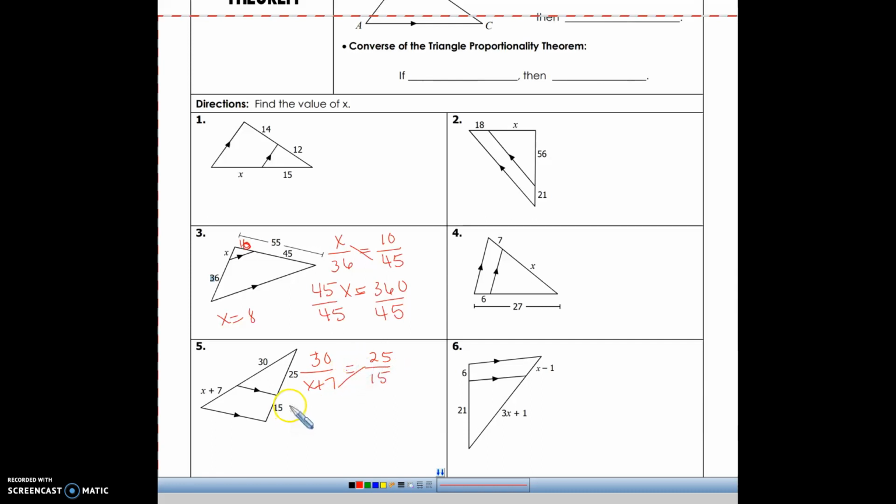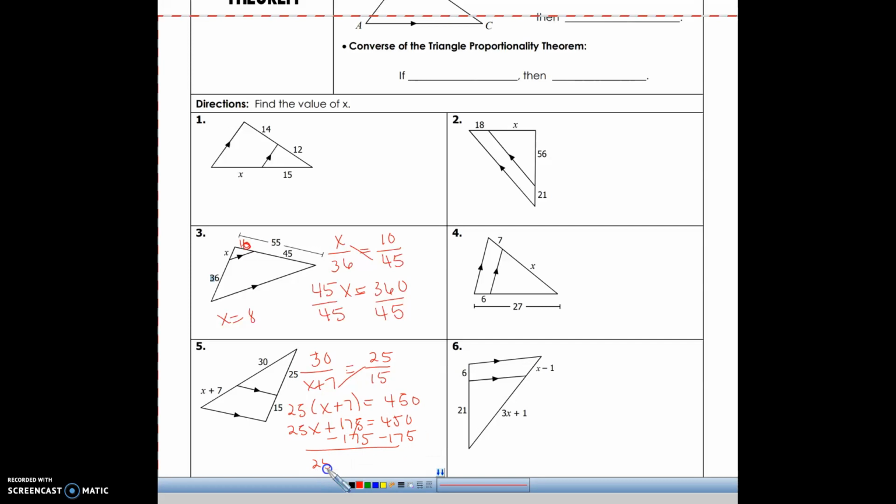This is going to give me 25 times X plus 7 equals 30 times 15, which is 450. Okay, so that's going to give me 25X plus 175 equals 450. I'm going to subtract that 175 over.